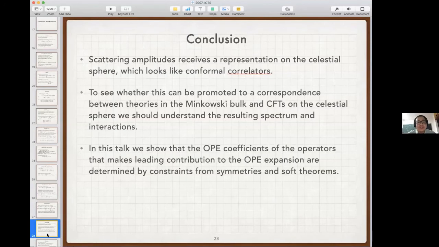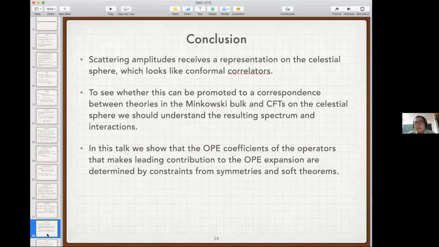Just let me quickly draw the conclusion. It is known that scattering amplitudes receive a certain representation on the celestial sphere just by doing very simple Mellin transformations, at least in the massless particles case. And the result from this new representation is just a set of functions which it's very tempting for us to treat like conformal correlators. And it's very interesting to explore whether this kind of new rewriting of the scattering amplitude can help us find out certain holographic description, at least for the S-matrix in Euclidean quantum field theory.